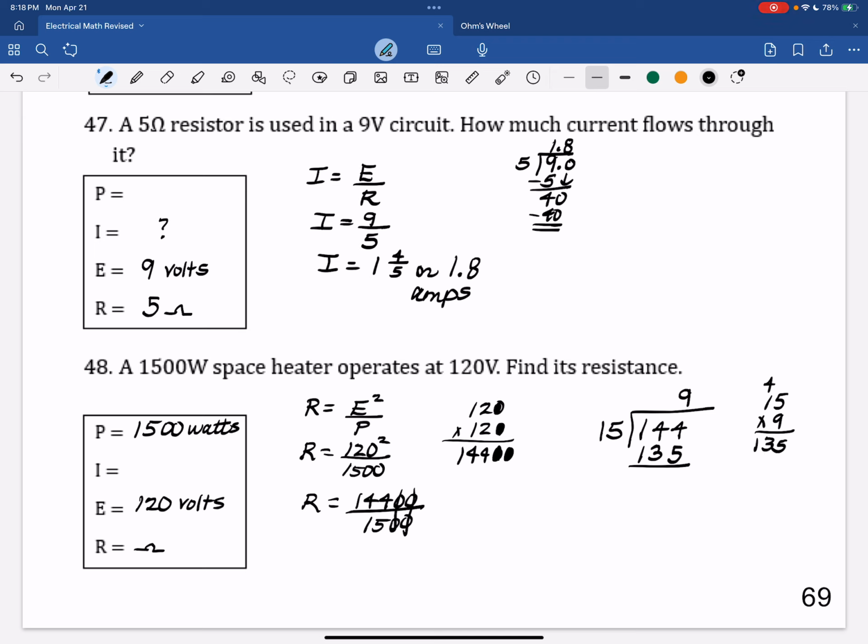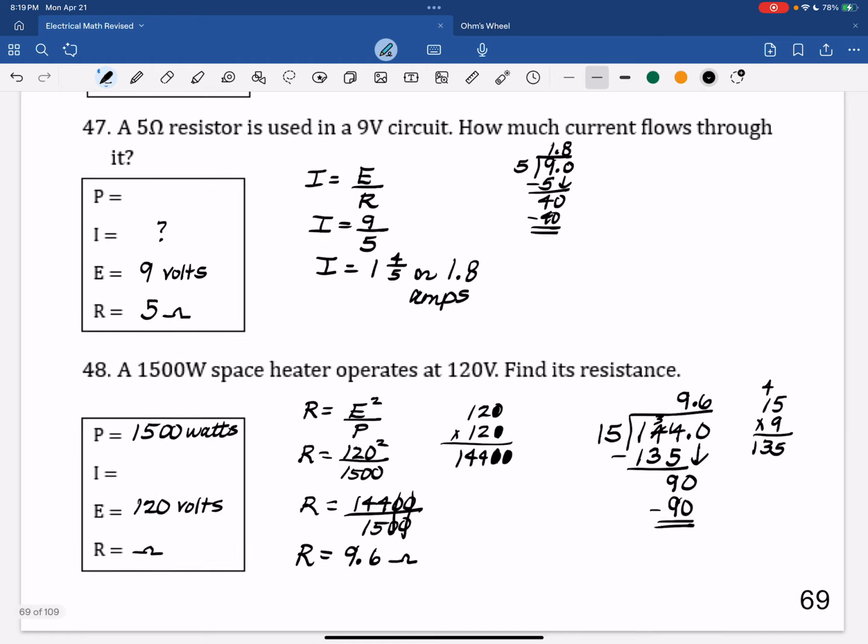Yes. And so we get to subtract. We get 14 minus 5 is 9. Add a 0 and bring it down. Oh, it's going to terminate. That would be 6 times with none left over. So we're looking at 9.6 ohms. And I am going to check that. 14400 divided by 1500. Yes, 9.6 ohms.